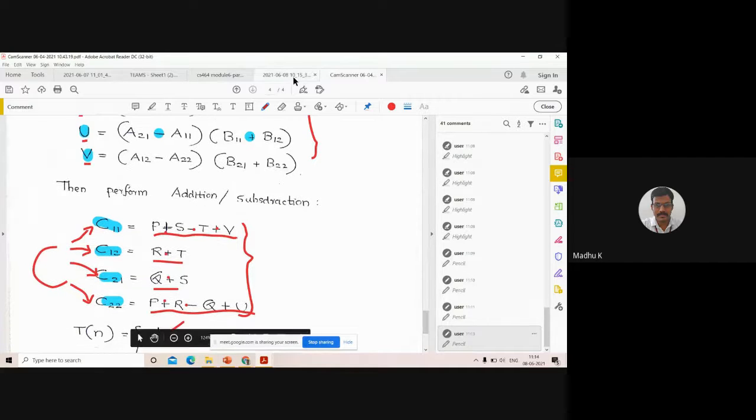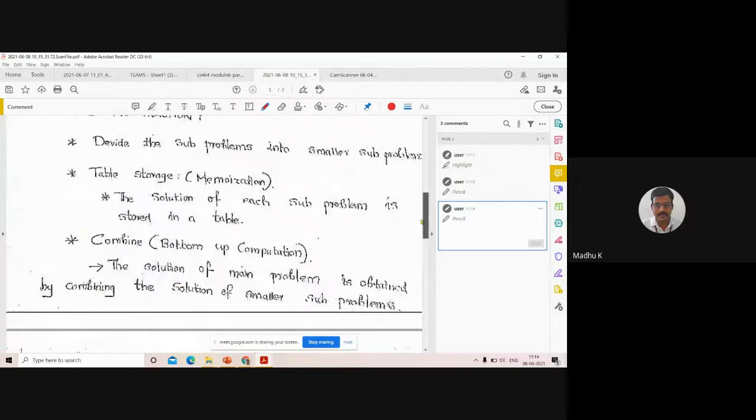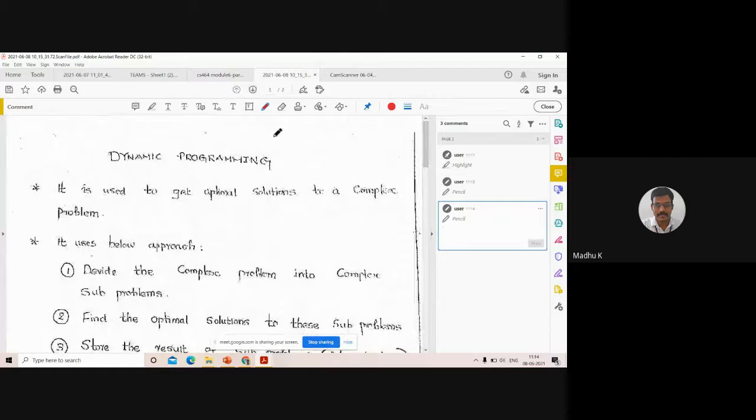Next, in the first portion of module 4, we discussed the divide and conquer approach. This is an assignment for this week. Next, we are moving to discuss the next portion, dynamic programming. So what does dynamic programming mean? In the second part of module 4, we will discuss dynamic programming. It is used to get optimal solutions to complex problems. You can note the difference.